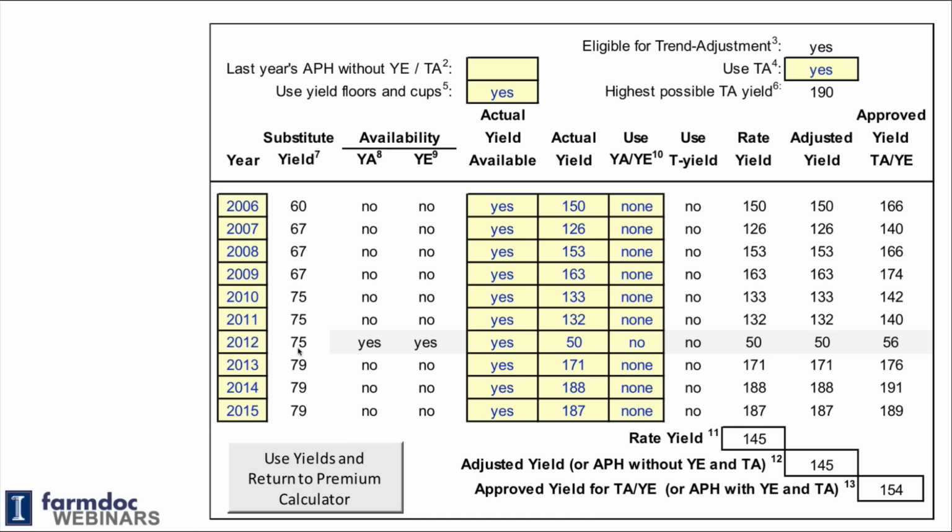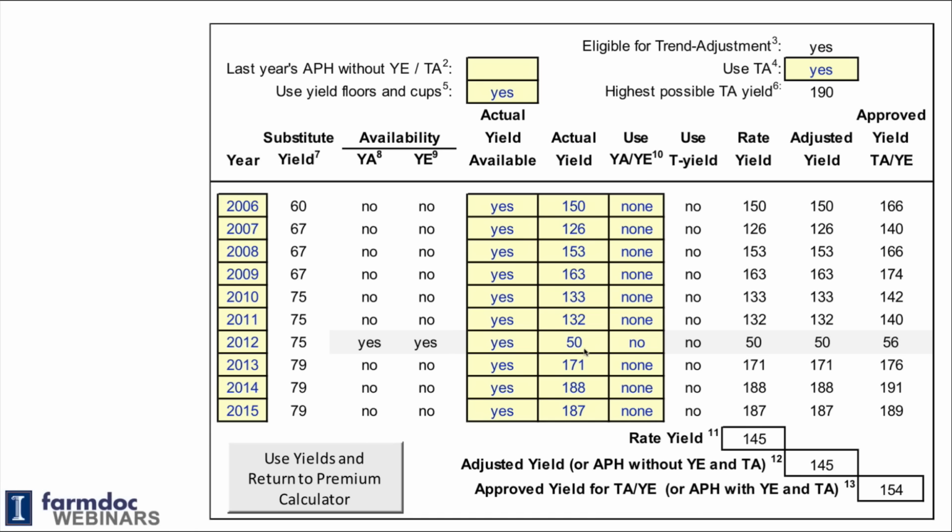YA is available that year, so they could substitute 75 bushels in there rather than the 50 bushel actual yield, and I'll show what that does. And also, yield exclusion is available in that year. This farm could choose to do either YA for this yield or YE. With neither of those adjustments, rate yield would be 145, its adjusted yield would be 145. Its approved yield, and this would be the trend-adjusted yield, would be 154. So if this farm chose yield adjustment, it would go from 145 to 154. Chose not to use it, it would be 145.